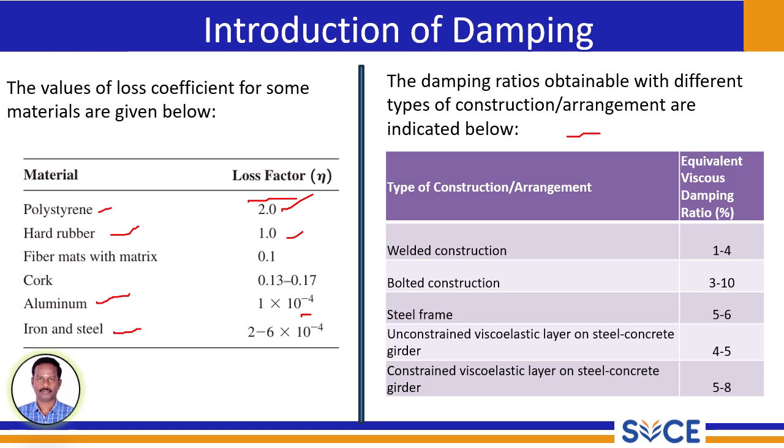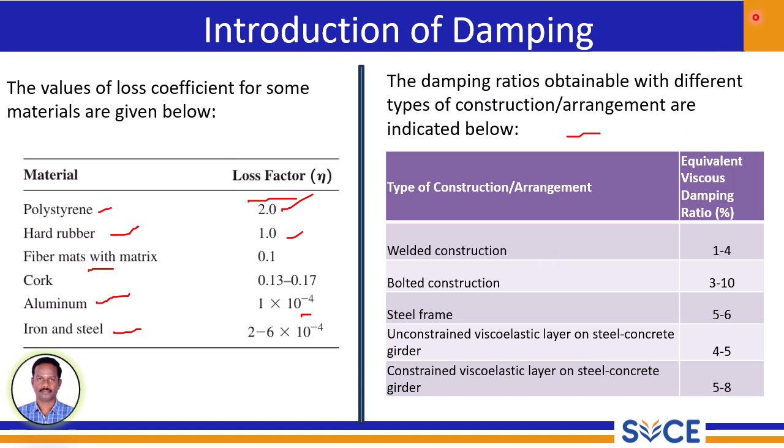Materials like fiber mat with a matrix cork fall somewhere in between these extremes. These values highlight the importance of material selection when designing for vibration control, especially when relying on internal damping. The table on the right shifts our focus to how the construction or arrangement of components influences the overall damping of a system. Here, damping is expressed as an equivalent viscous damping ratio, often represented as a percentage of critical damping.